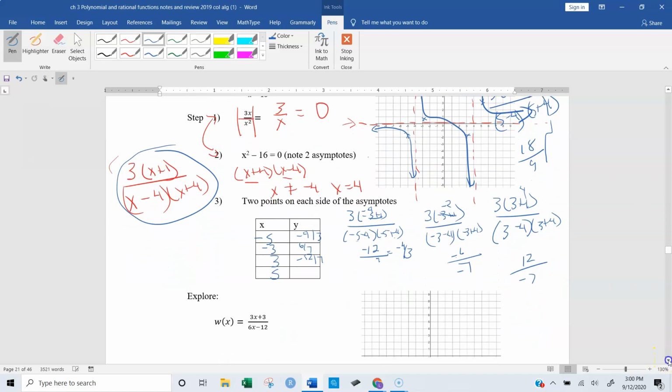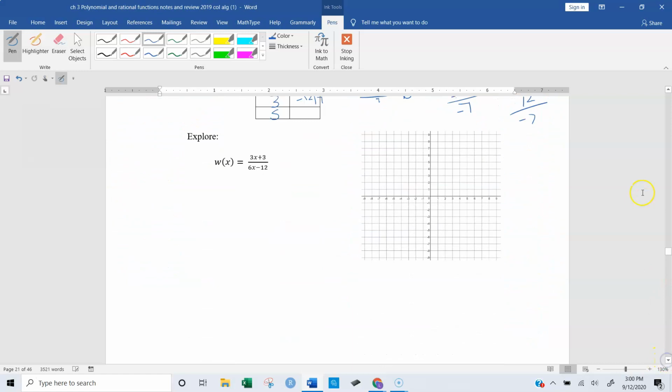All right, now it's your turn. Pause and try yours. Okay, step 1. What is my vertical? We have 6 times x minus 2, which means x cannot be equal to 2. Now we need to know if that's a vertical or a hole. So we need to check.